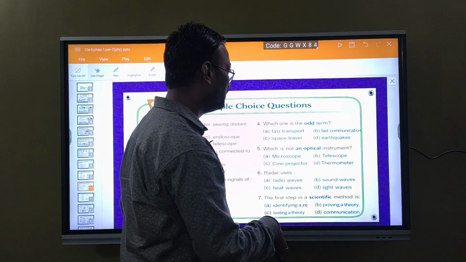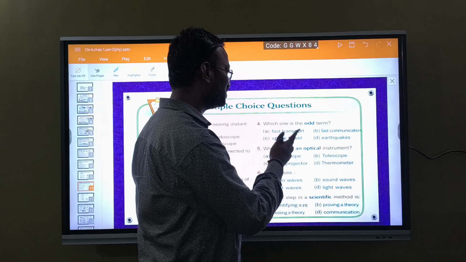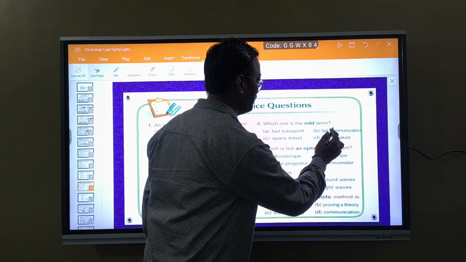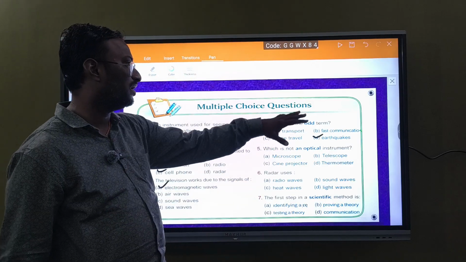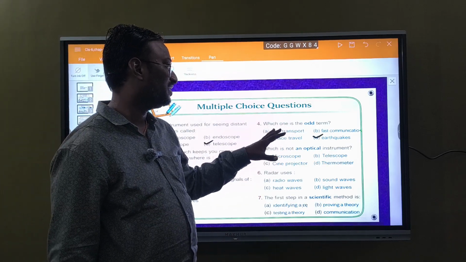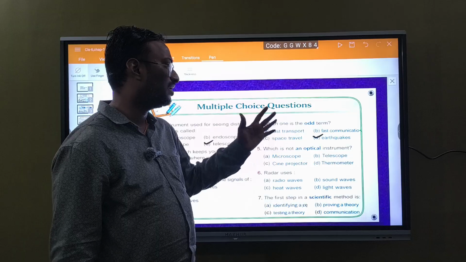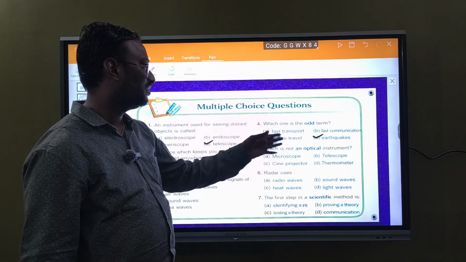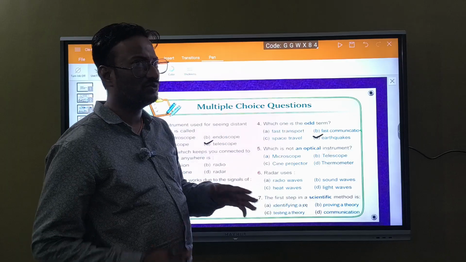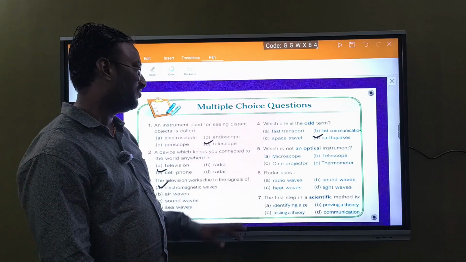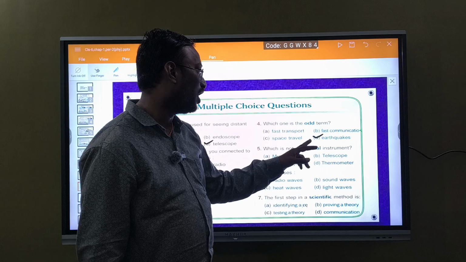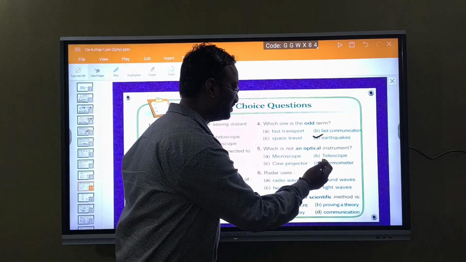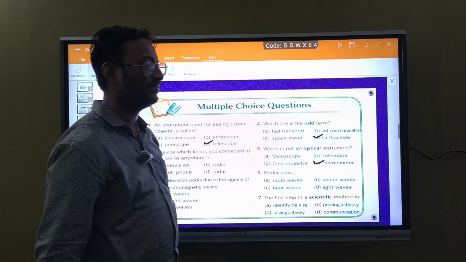Which one is the odd one? Fast transportation, fast communication, space travel, earthquakes. Earthquakes is the odd one, I mean the different one. All are regarding transportation, travel, communication, all are regarding one thing, and earthquakes are different. Alright? Travel and transport and communication is also through transport only. Right, fast transport. Which is not an optical instrument? Microscope, telescope, cine projector, thermometer. Thermometer is not an optical instrument.